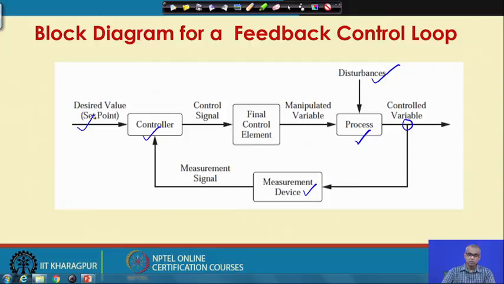Now, the controller takes this decision, but this decision has to be implemented by someone. So, the hardware that implements this decision is the final control element. In case of chemical engineering processes, oftentimes this final control element is nothing but a pneumatic control valve.